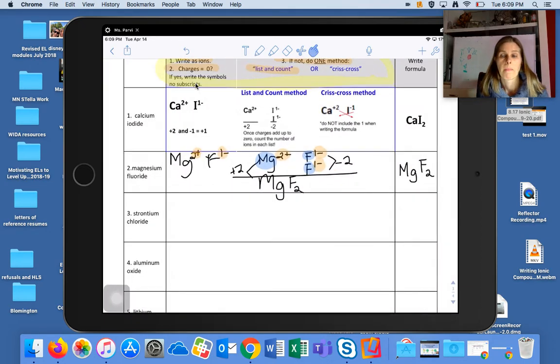Okay. How'd that feel for you? I hope you're starting to get the hang of it. Let's try one more together. Number 3, strontium chloride.